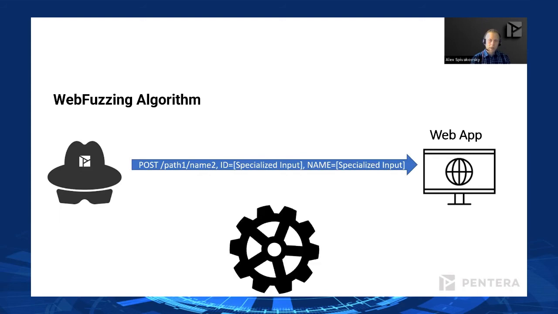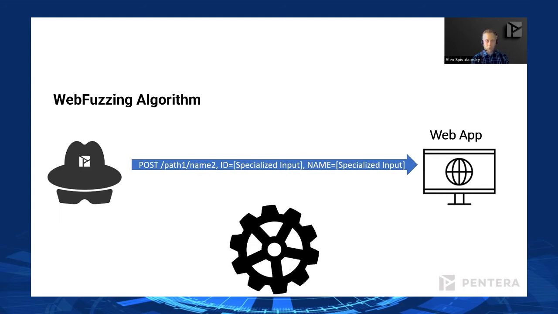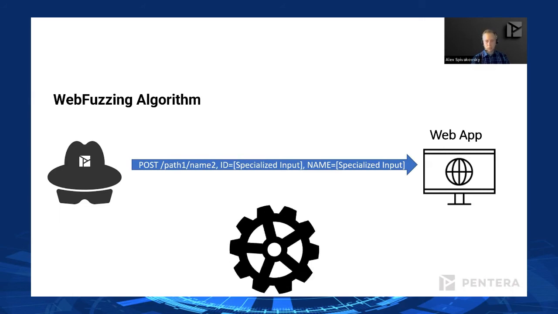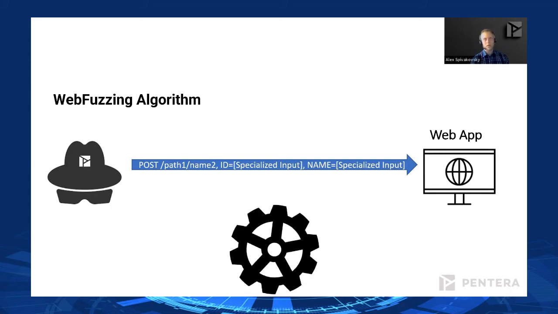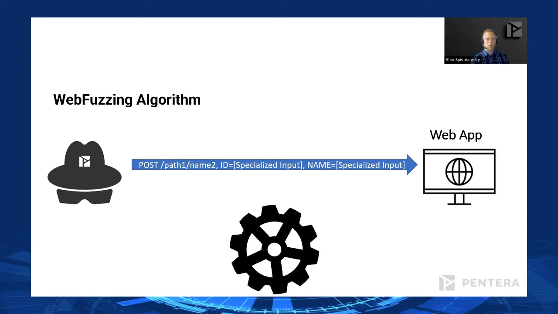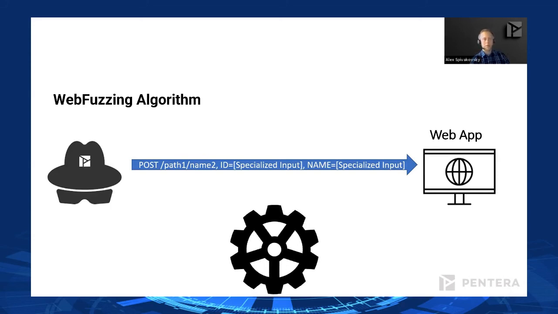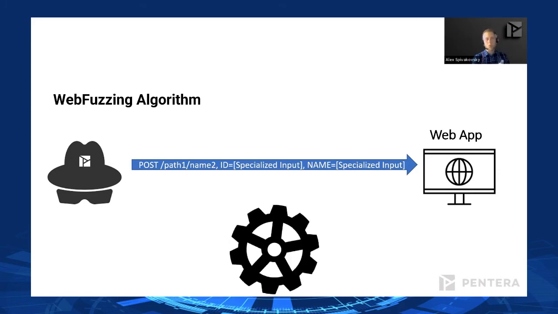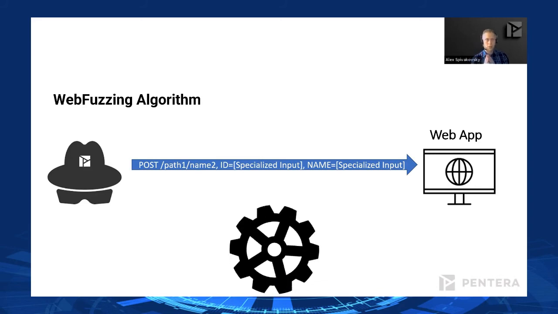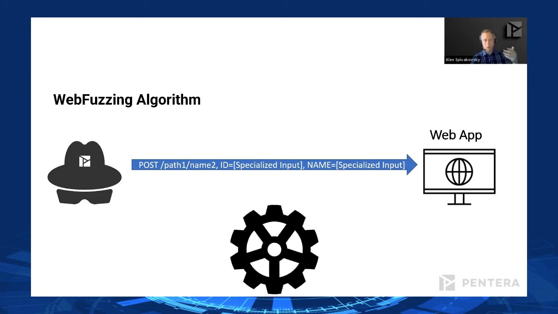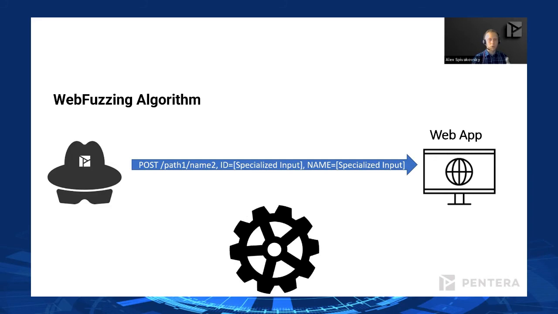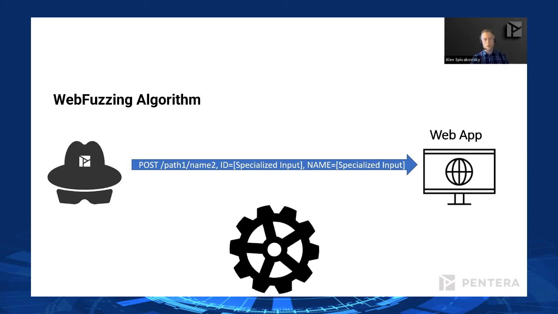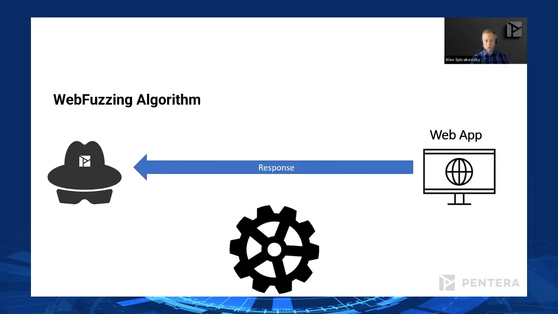The engine will send to the web application a POST request to that path, and the parameters will have a specialized input. Specialized input is an input that will help to disclose a specific family of attacks. For example, for cross-site scripting, we will have specialized input. For SQL injections, we will have another form of input. So we send this input to the web app.